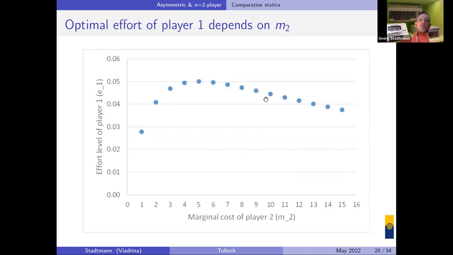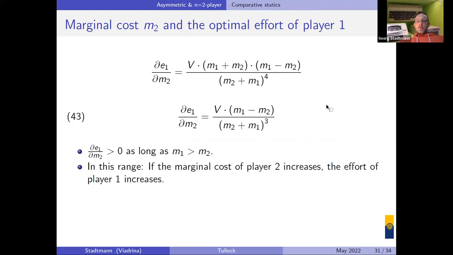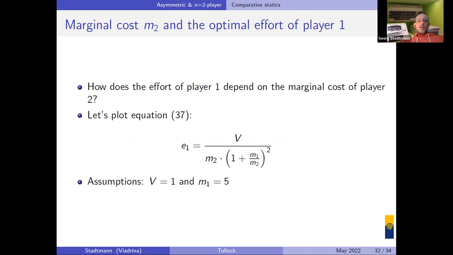The next graph I would like to create is related to slide number 32. To some extent, the slides are like in an irregular order. This is slide number 32. The question I would like to solve is, how does the effort level of player one depend on the marginal cost of player two?